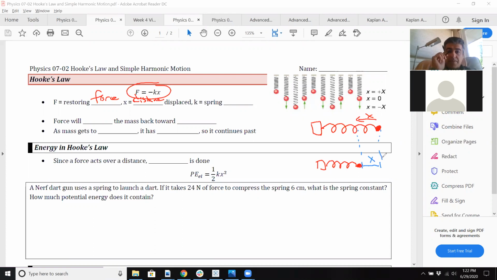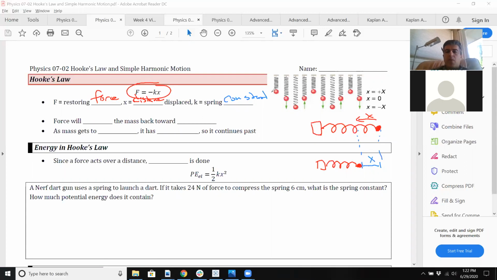That's what we're calling X. And K is called the spring constant. Some springs are more firm than others, right? Kind of like your bed. Your bed has springs in it, and some people like a very firm mattress, some people don't.